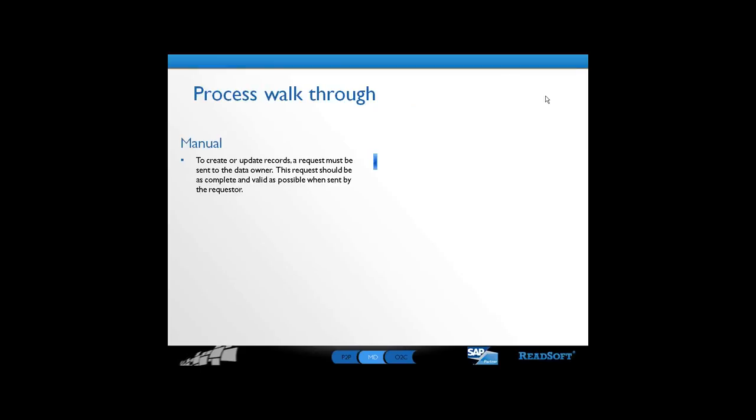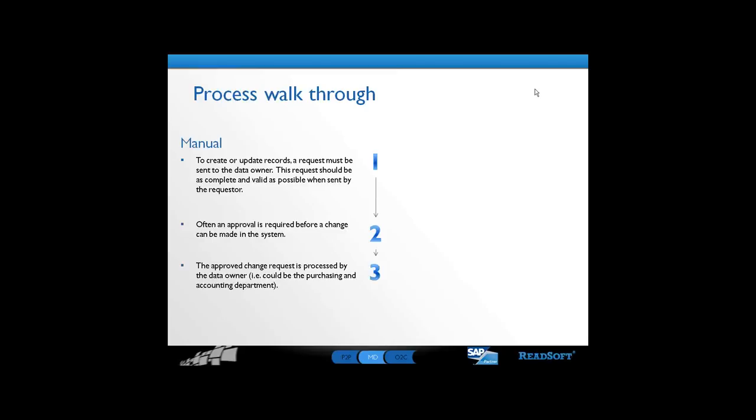Typically, when we say manual here, we could be referring to email manual as well as paper-based manual. To update or create records, those requests have to be sent through to the data owners. And really, we should be looking in any event to make it as complete and as valid as possible, so as much data and information as possible should be on that request. Then before these changes can be made, we'll often need an approval from the data owner. And then that request is processed by those data owners, which could be the purchasing or the accounting department, for instance. Typical master data types we might be looking at in the P2P context are things like vendor, GL account, cost center, profit center, that kind of thing.